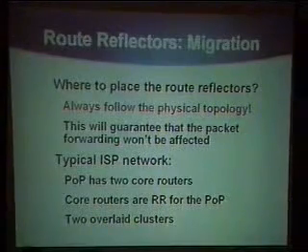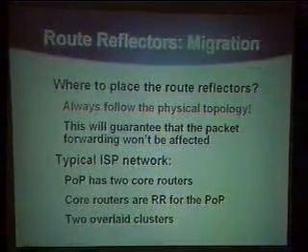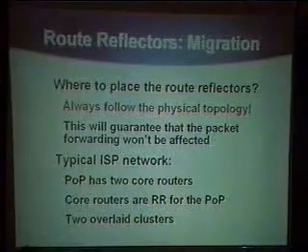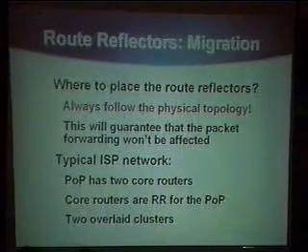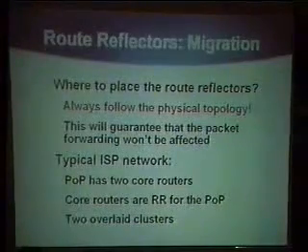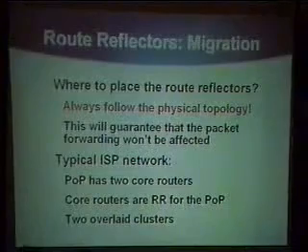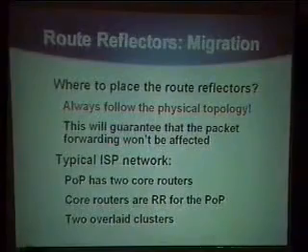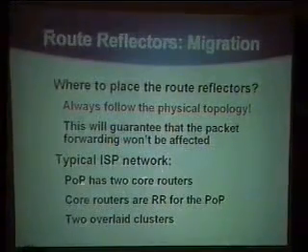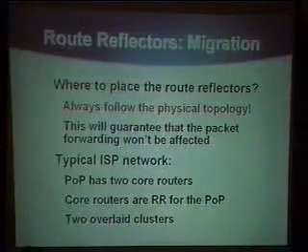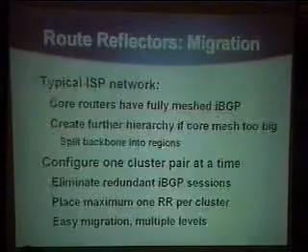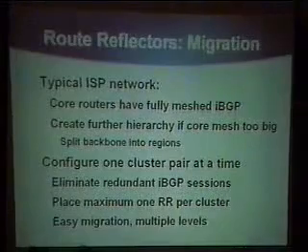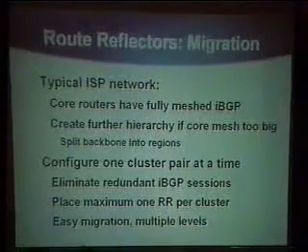If the network is not radial, then it makes no sense putting 2 route reflectors in the middle. My favorite way of doing it: you have points of presence around your backbone. It may be single layer, it could be 2, 3, whatever. Try and build the route reflector hierarchy to follow that, and then it just works very, very easily. Keep it simple. A typical ISP network might be this: a POP has 2 core routers as the route reflectors for the POP. You've got 2 overlaid clusters. Core routers are fully meshed IBGP.